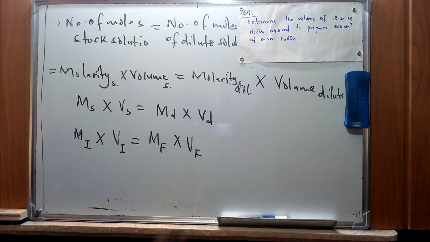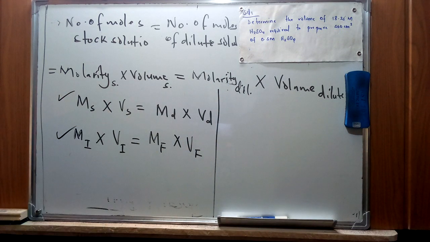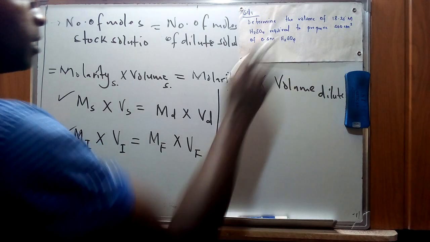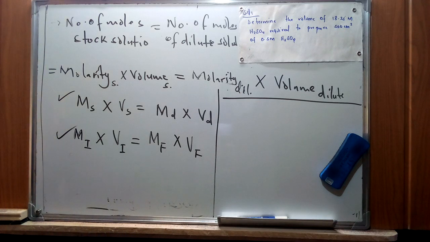So from our question, we can look at it and try to find a relationship between either of these two formulas, and see which one we can use to find our answer. The question says: determine the volume of 18.35 molar sulfuric acid required to prepare 500 centimeter cubed of 0.5 molar sulfuric acid.